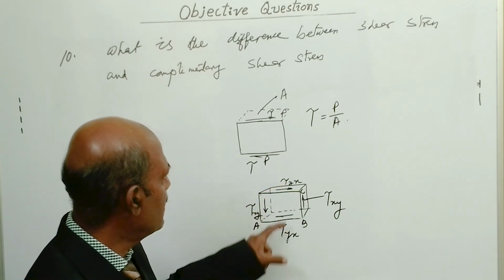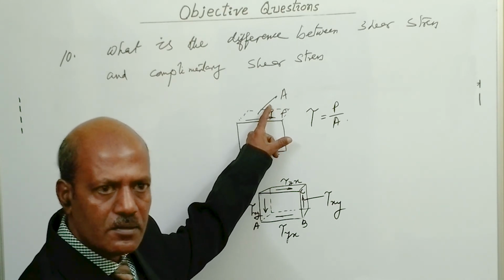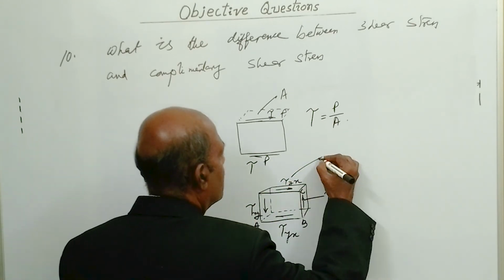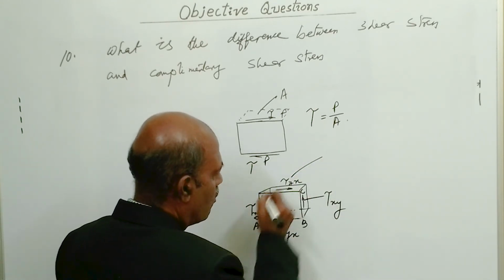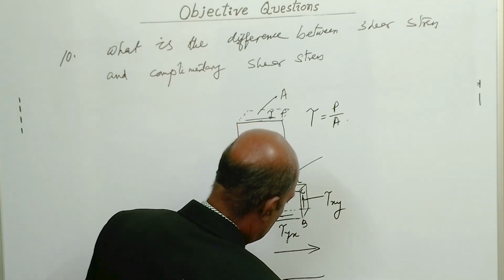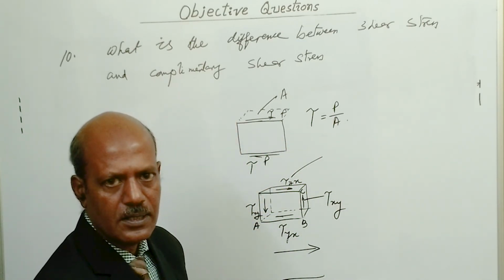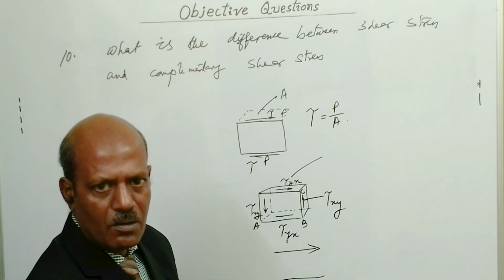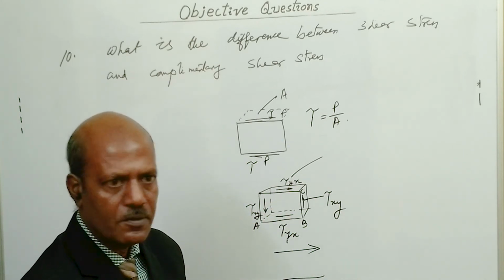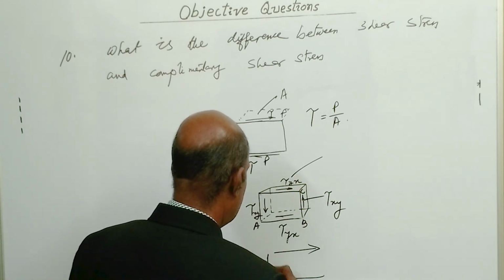So shear stress is developed because of load P. P by A is equal to the shear stress, denoted by tau yx. Say this is your shear stress, so it becomes a clockwise stress as shown. Because of this clockwise stress, the body will rotate. To maintain the equilibrium, an equal and opposite stress is developed in the body, and that is called complementary shear stress.